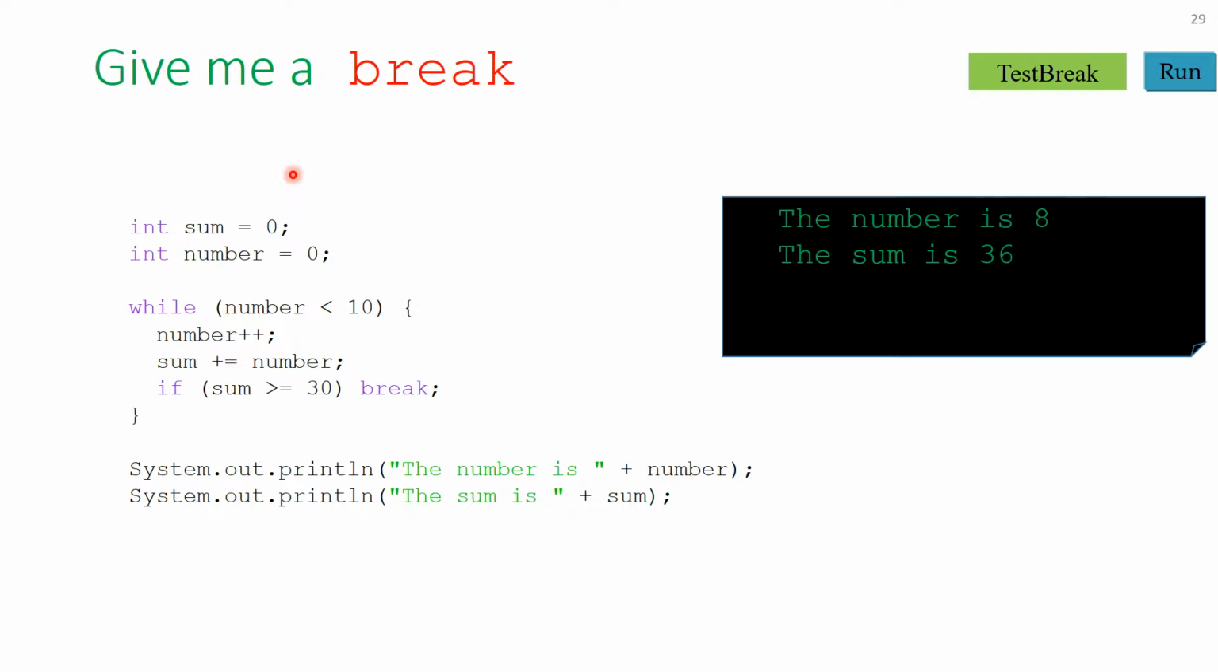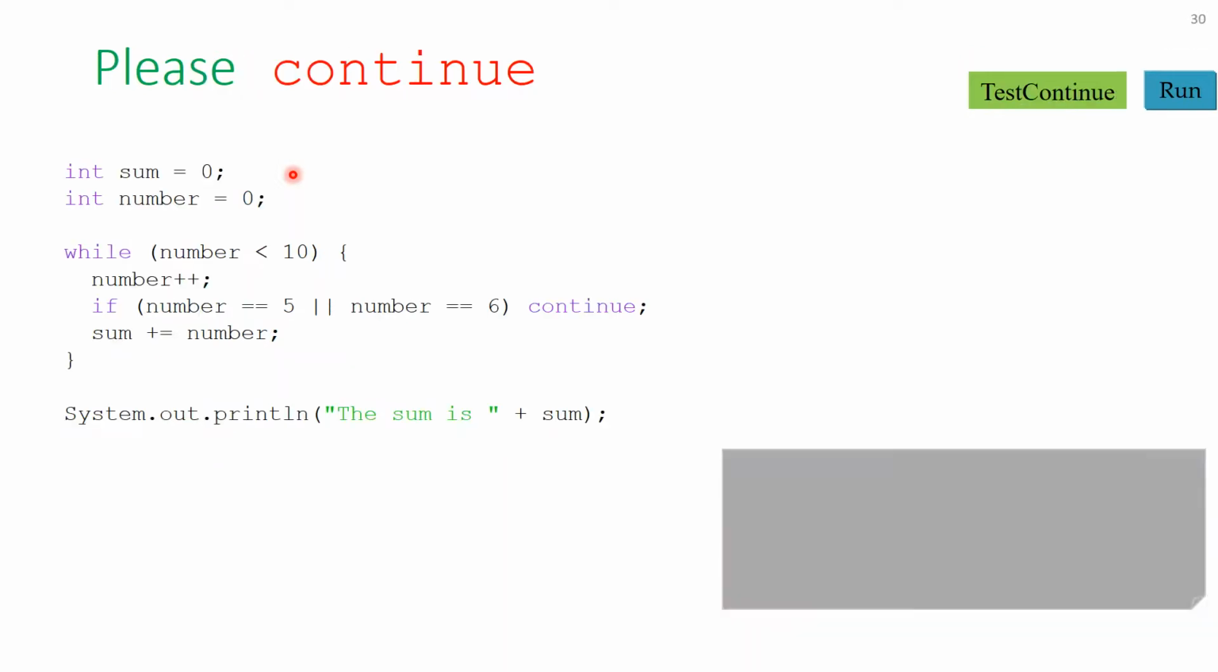number is 8. So at the end of the loop, number is going to be 8. We are not going up to 9 because of that guy here. And the sum is 36. So the first time the sum gets over 30, we make sure that we pull the brakes and we get out of this loop.